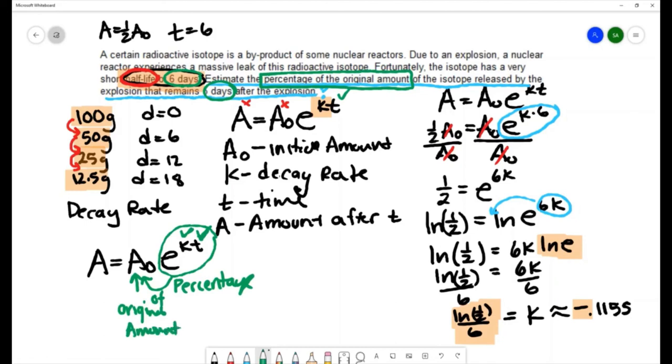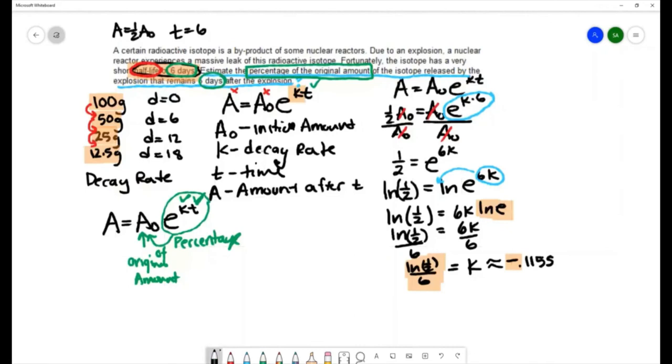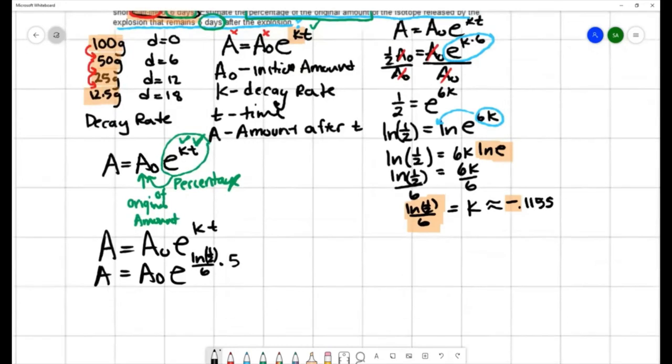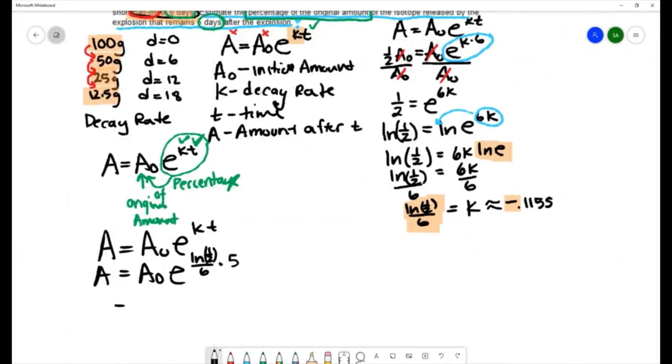Okay, so what we're going to do in our formula, A equals A0 e to the kt, we're going to substitute in for k, natural log of 1/2 over 6, and in for time, we'll substitute 5. So I'm just going to show you in the calculator. I'm going to type it a little bit different from the way I wrote it. I'm going to type it with the 5 in front. I don't have to use quite as many parentheses if I do it that way.